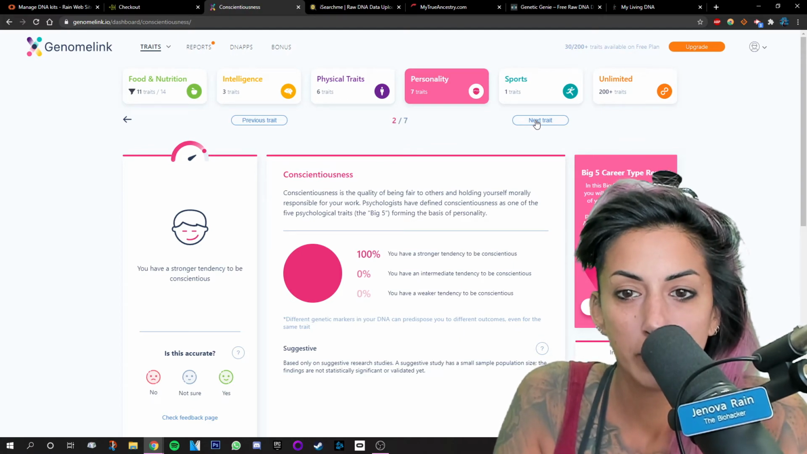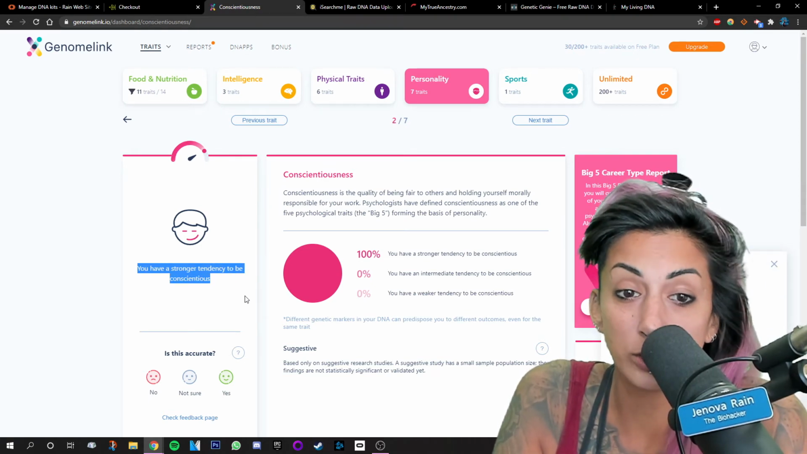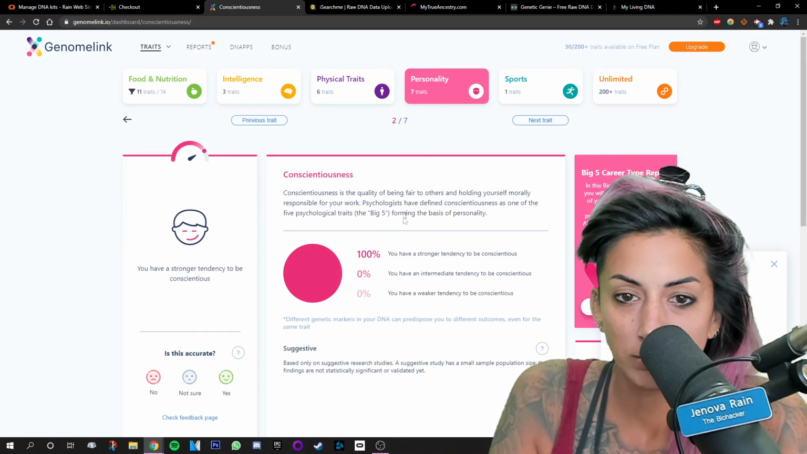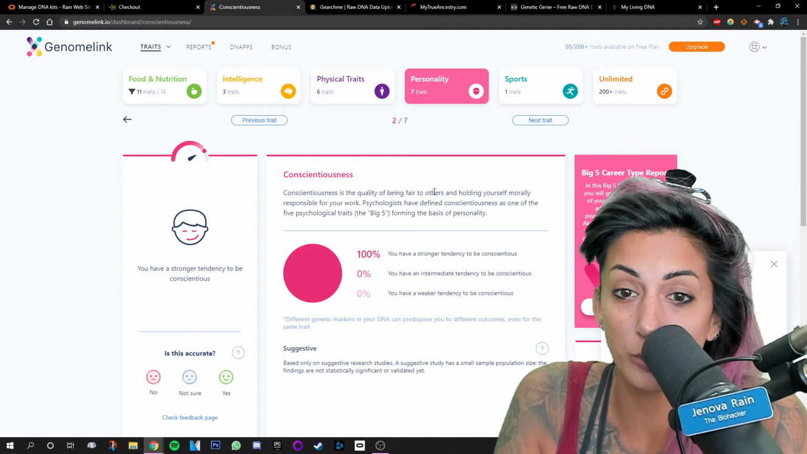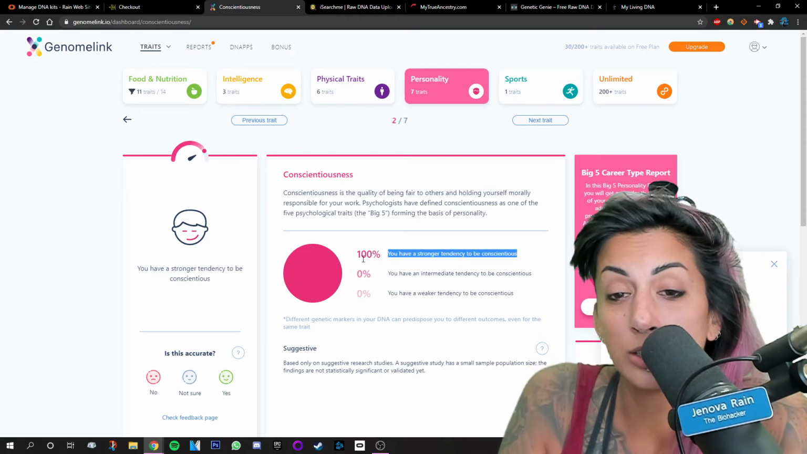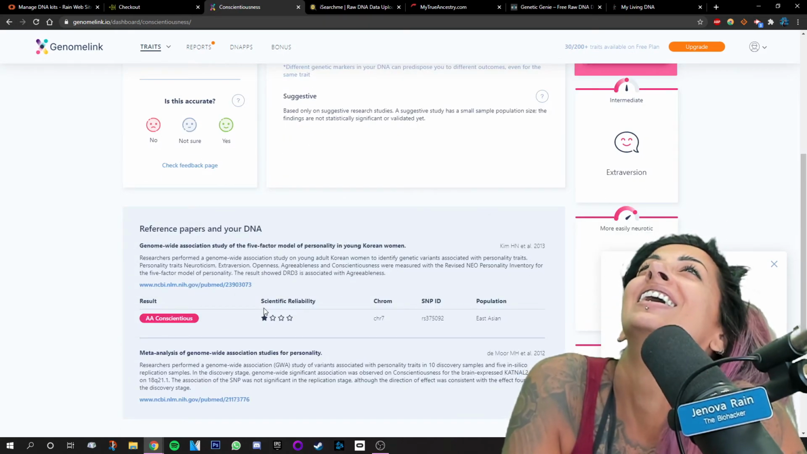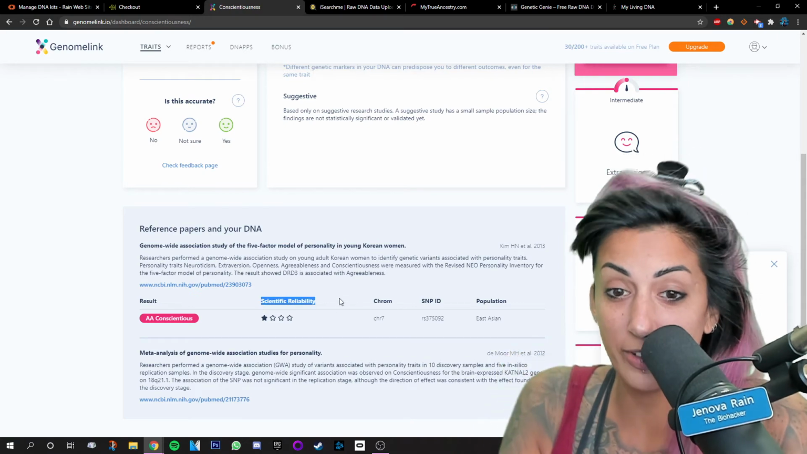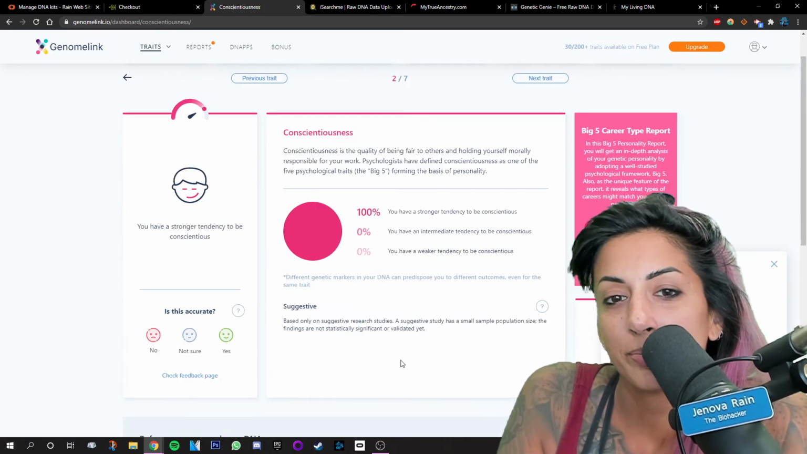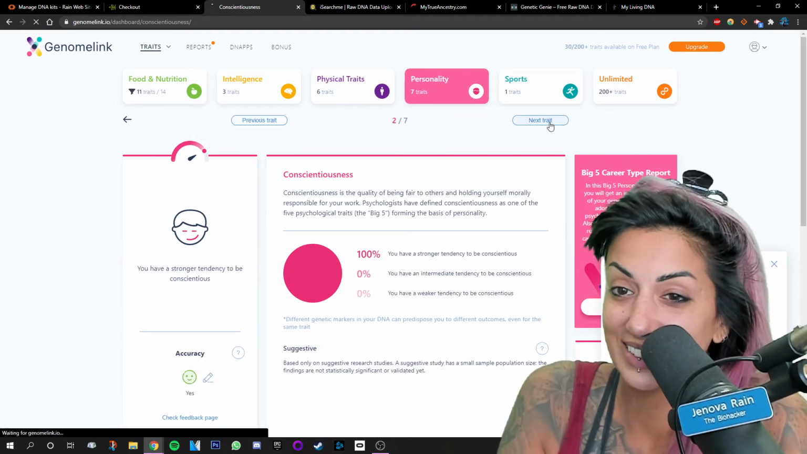Conscientiousness. You have a stronger tendency to be conscientious. Being fair to others and holding yourself morally responsible for your work. One of the big 5 forming bases of personality. And that's a pretty strong result, really strong result with like 0 scientific reliability. Awesome. Okay. But I agree. Next.